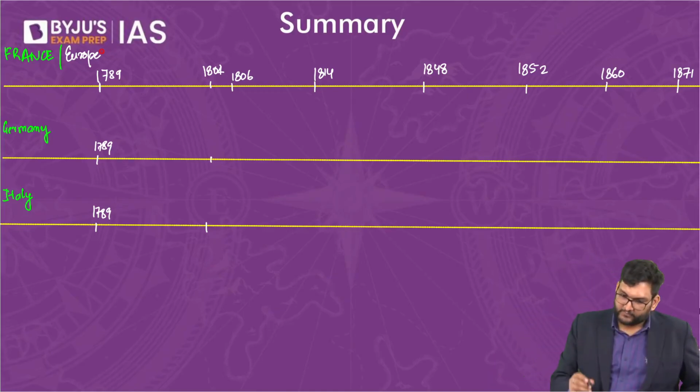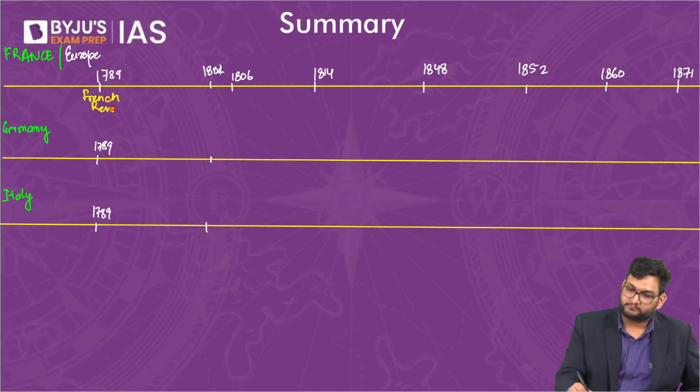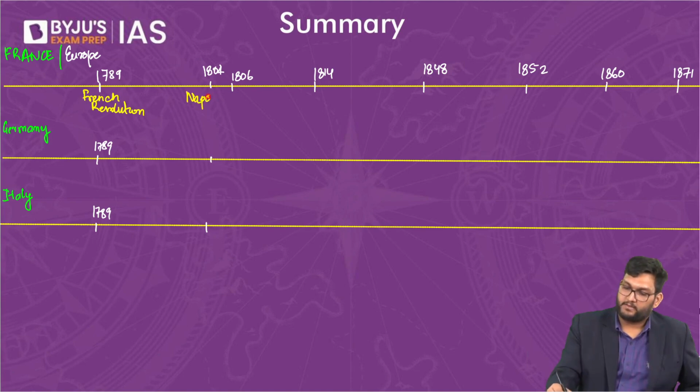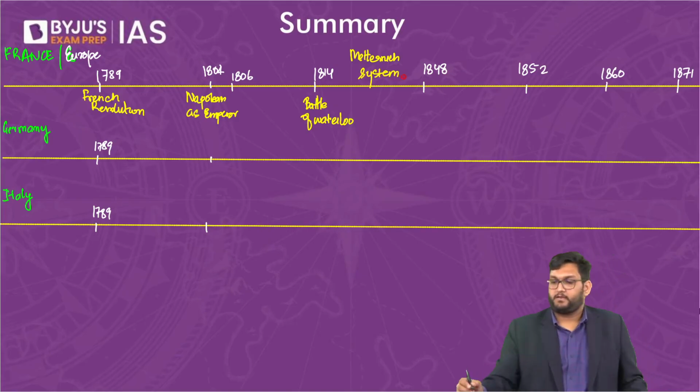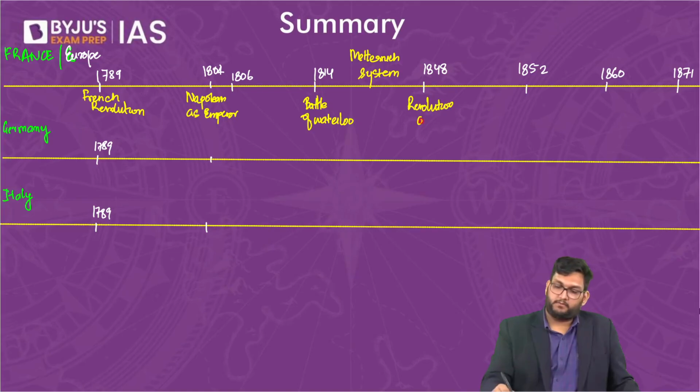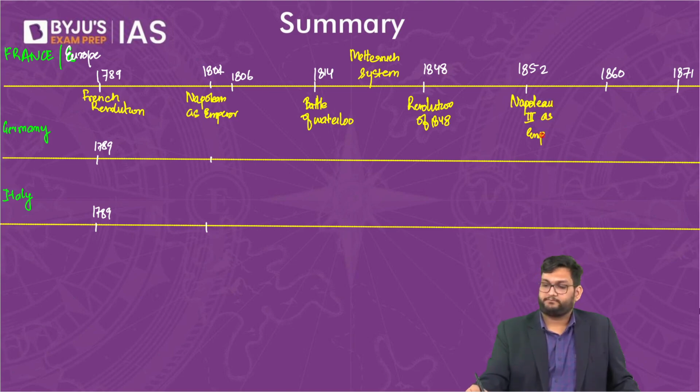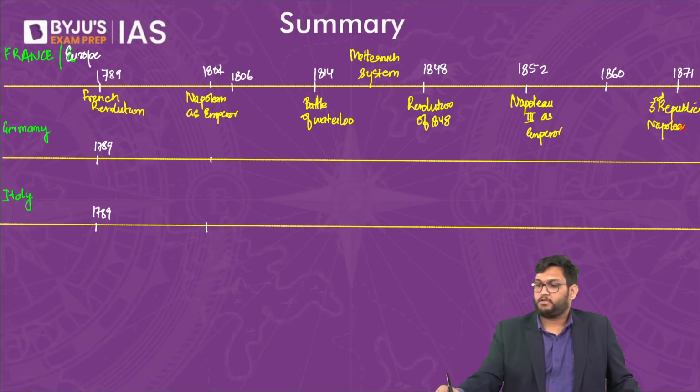So we have the French Revolution here. Then this is Napoleon as emperor. This is the Battle of Waterloo. This is the Metternich system. This is the Revolution of 1848. This is Napoleon III as emperor. This is nothing. This is the Third Republic. Napoleon III died.